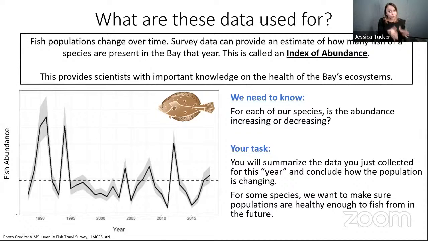So during the second part of this activity, students will use the data that they just collected to estimate how many fish of a species are present in the bay that year. And this is what scientists call an index of abundance. This figure on this slide is an example of an index of abundance for summer flounder. So in the most general sense, it's an estimate of what the summer flounder population is doing on a year-to-year basis. So now that the students have completed a year's census of data, let's see how this year's data compares to past census years to see how the population is changing through time.